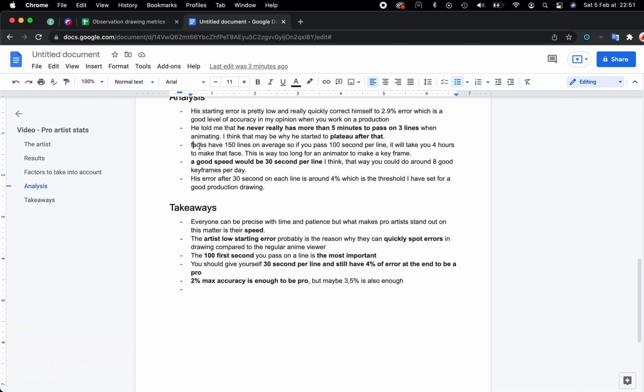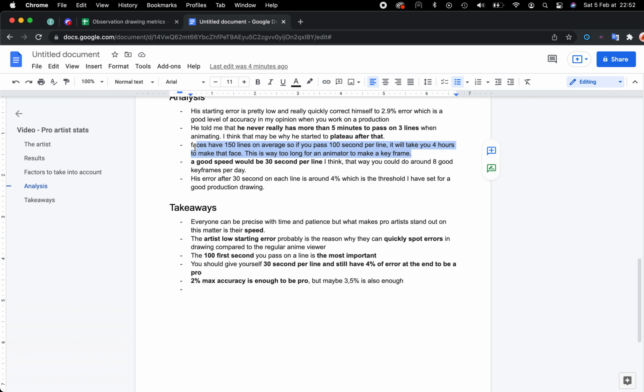Then something else, faces. I have on average 150 lines, and if you spend 100 seconds per line, that's just 5 minutes for 3 lines. It will take you 4 hours to make that face. So this is way too long to make a keyframe. If your precision is reached at 5 minutes, that means you can have the same precision on a big drawing of a face, but it takes 4 hours.